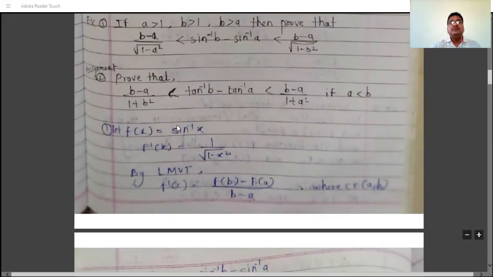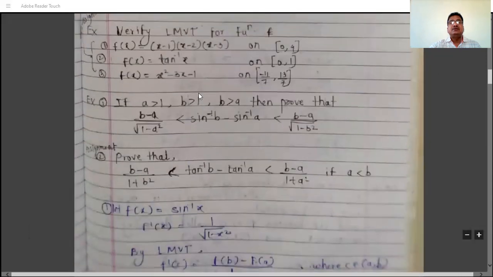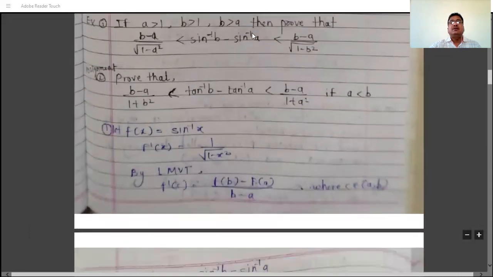through WhatsApp. So next topic is what? Next example: if a is greater than 1 and b is greater than 1, b is greater than a, then prove that (b minus a) divided by root of (1 minus a square) is strictly less than sin inverse b minus sin inverse a, which is strictly less than (b minus a) divided by root of (1 minus b square).